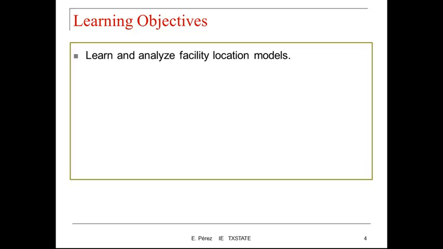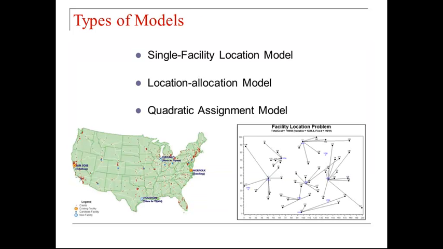The objective for this lecture is for you to learn one of the facility location models and understand the results that the model will give you. As I mentioned, there are several types of location models available. For instance, there's the single facility location model, the location allocation model, and the quadratic assignment model.